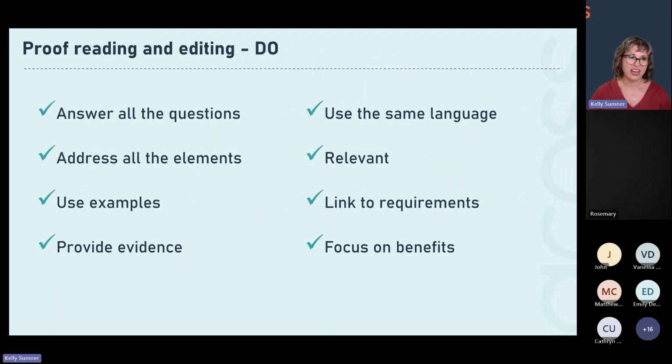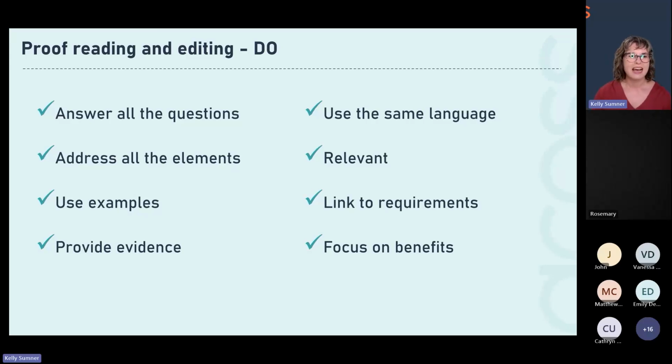Double check that you have answered all the questions and have that list of the different bits of the questions that you've pulled apart. Just check that you've covered them all. Check that everything you've said is relevant, that your language matches that of the funding body, all of those sorts of things. We've already talked about these. What we're doing here is just a little bit of a recap.